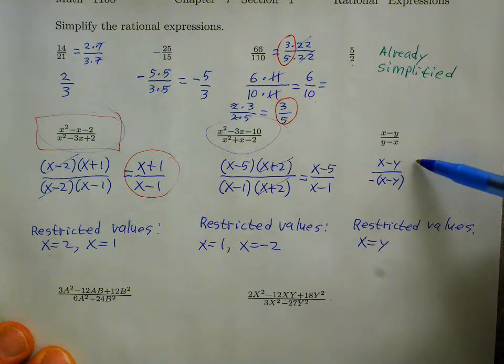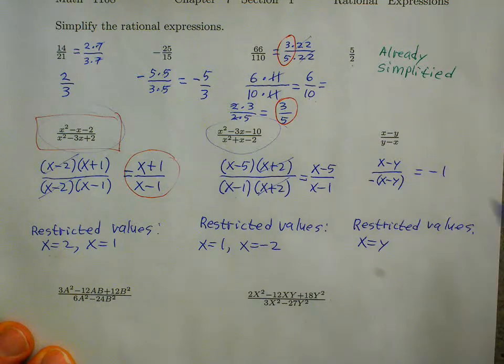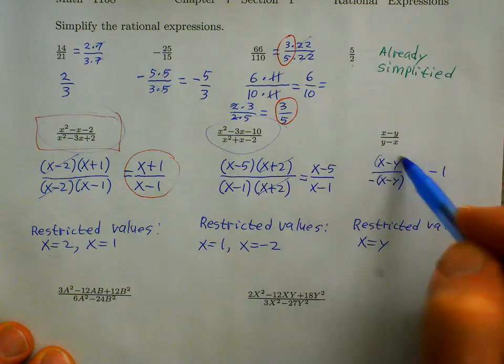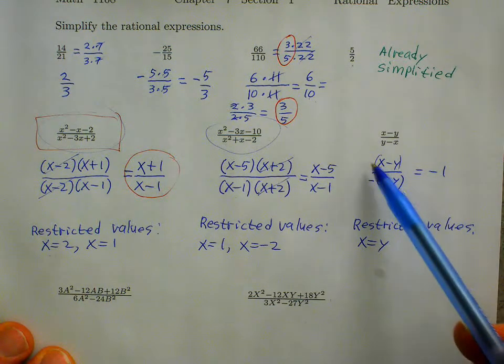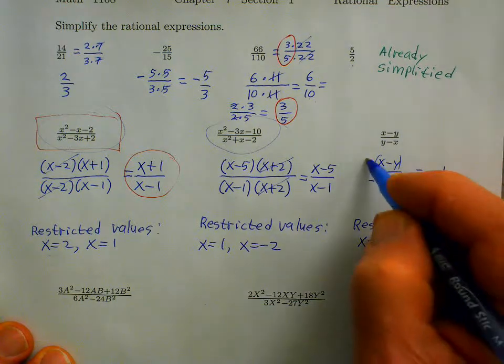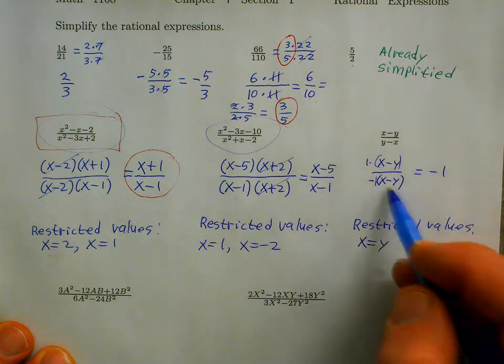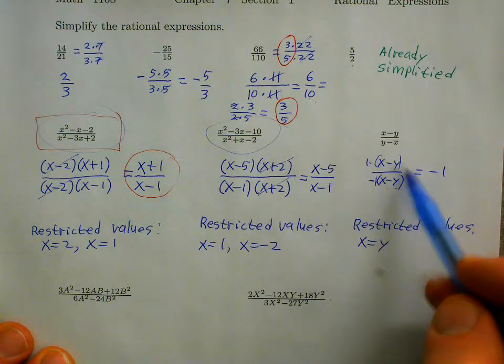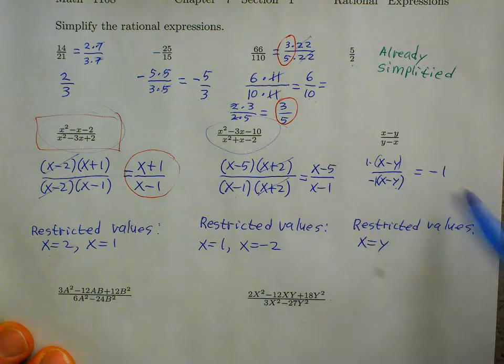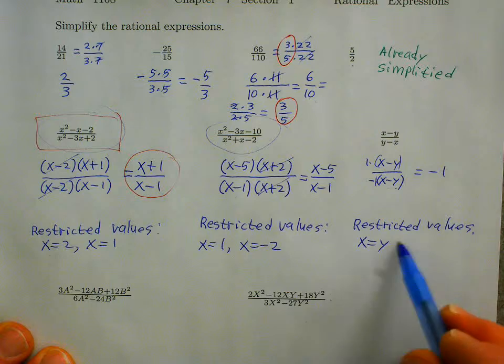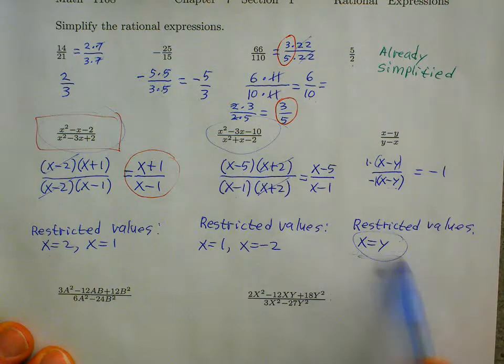But this simplifies to negative 1. This is like 1 times x minus y divided by negative 1 times x minus y. Cancel the common factors. 1 divided by negative 1 is negative 1. But we still have restricted values.